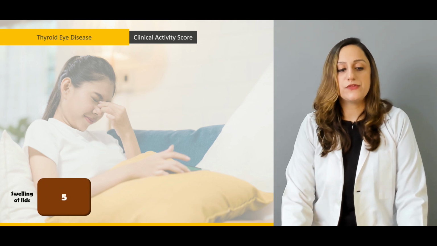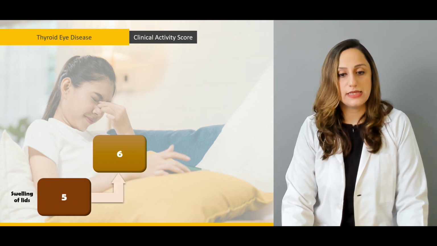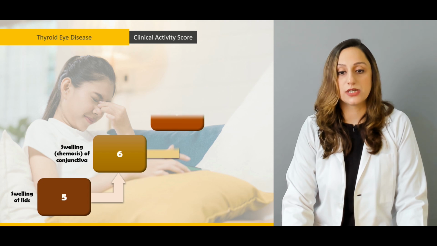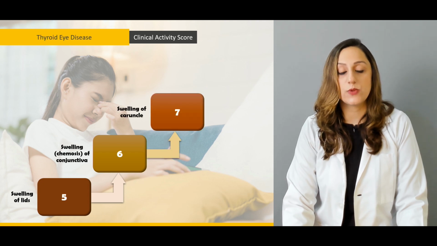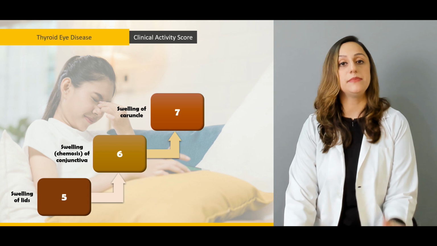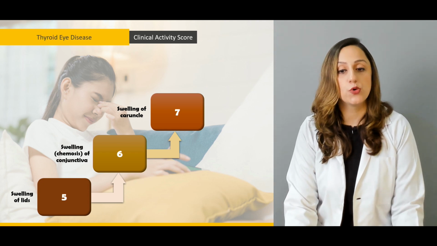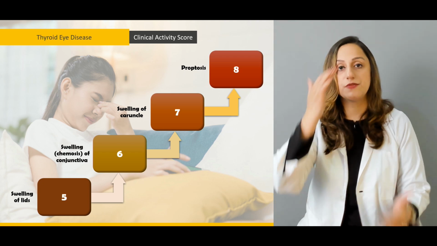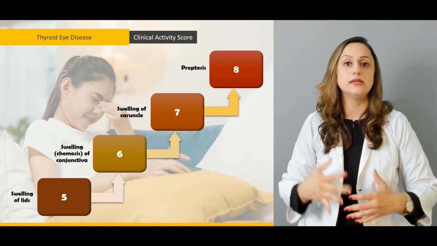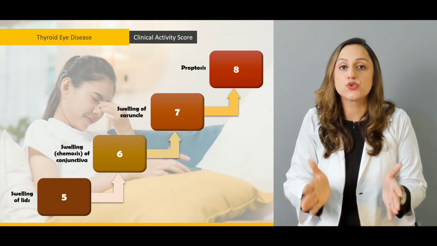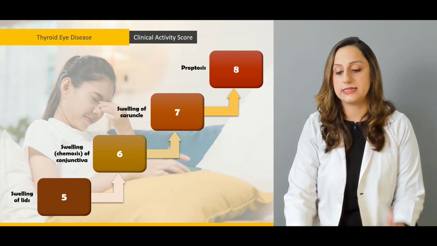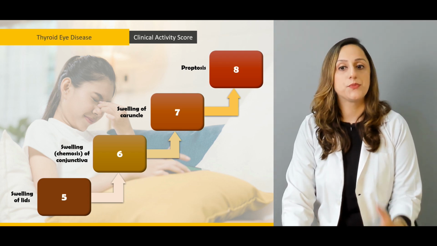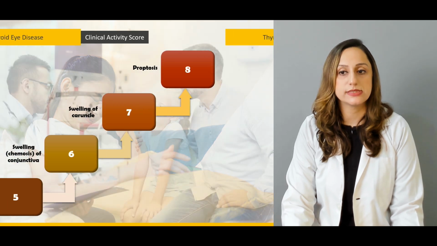Then we have 5 points for swelling of the lids, 6 for the swelling of the conjunctiva, 7 for the swelling of the caruncle. There's the medial caruncle that is swollen in these cases. And then we have proptosis that gives 8 points, and that is basically complicating the case and just showing that the thyroid eye disease has further progressed in its complications.